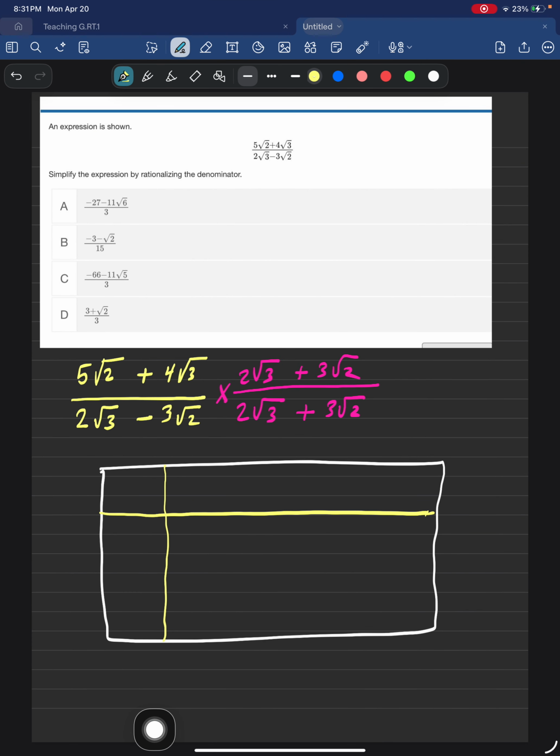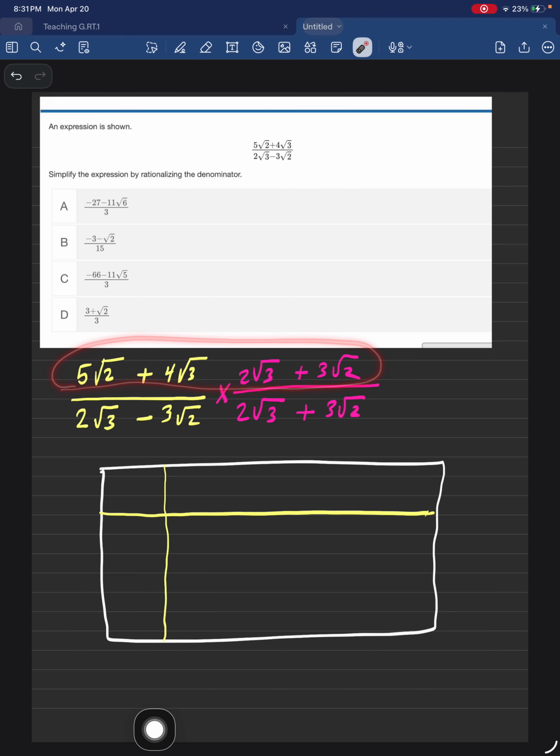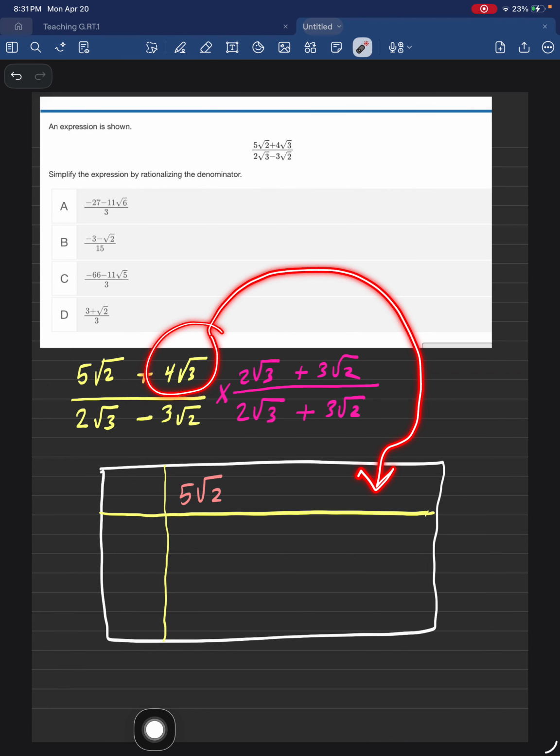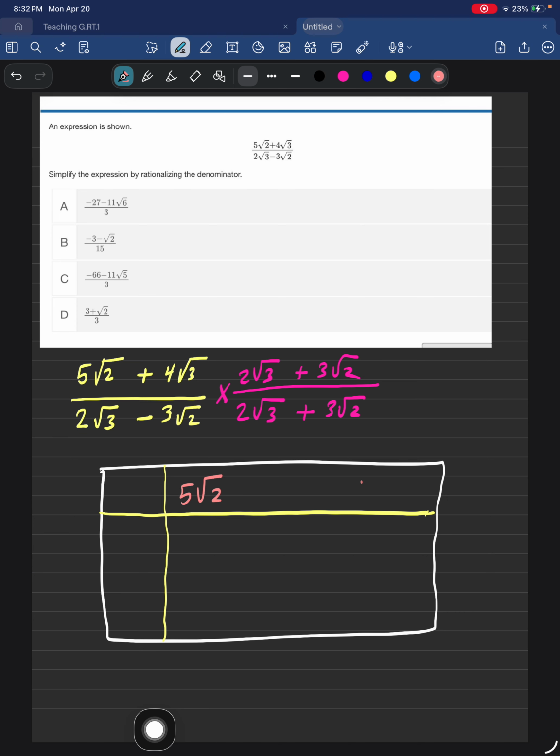As we know, we are dealing now with the numerator. So we will first write 5 square root of 2 in this side here. And then we will take 4 square root of 3 and write it as 4 square root of 3.